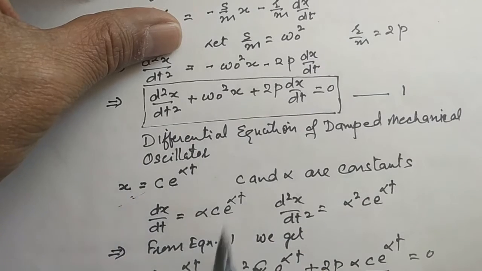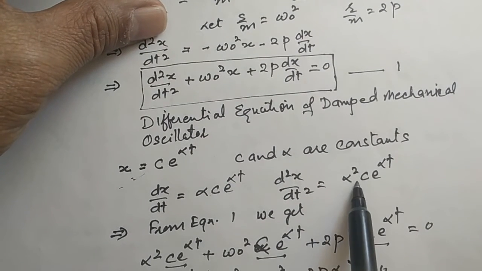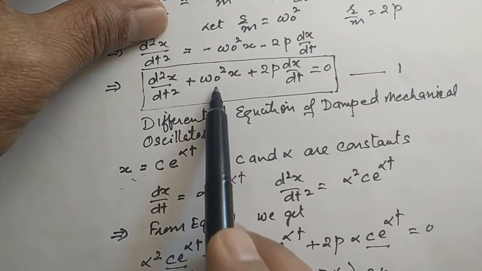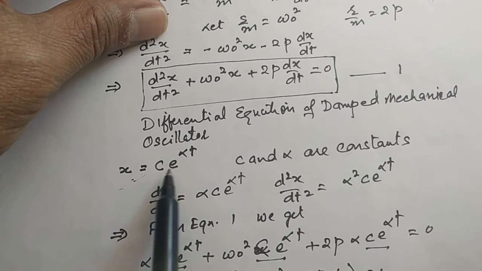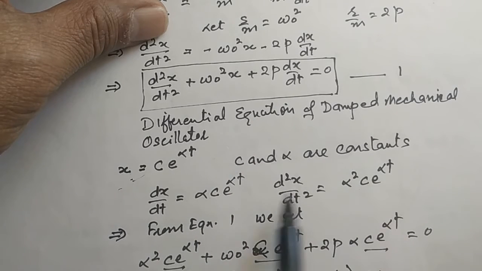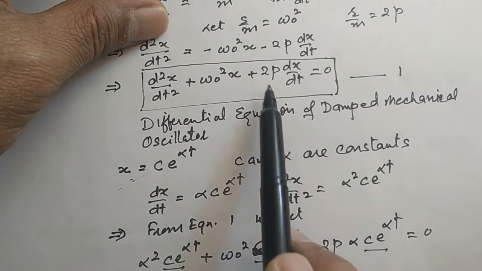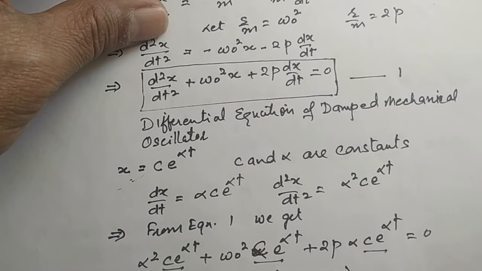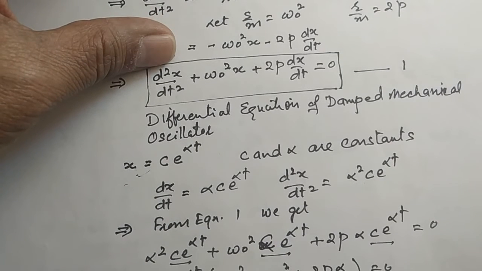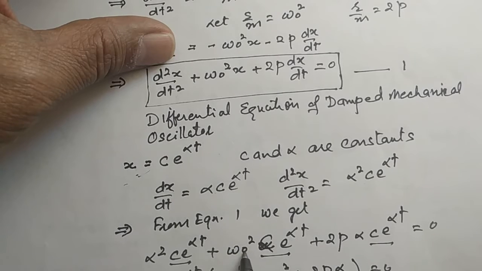Let us put these two values in this equation. We get alpha square c e^(alpha t) from here, so we get this, plus omega naught square x, x meaning c e^(alpha t) as it is, plus 2p, the first differentiation, 2p dx by dt, we put like this. Now you will find that c e^(alpha t) is common in all three terms. We take it common, and inside we are left with alpha square from here, omega naught square from here, 2p alpha from here, and that is equal to 0.